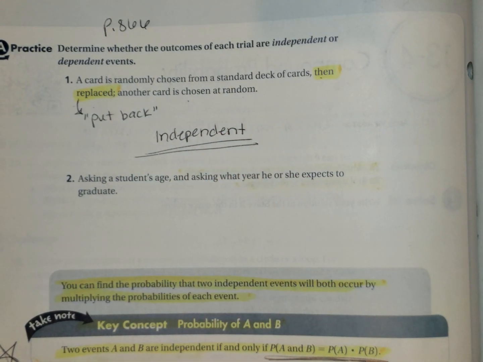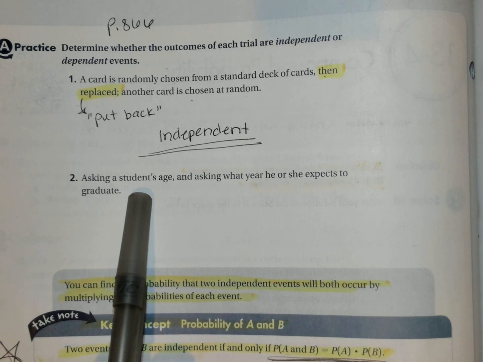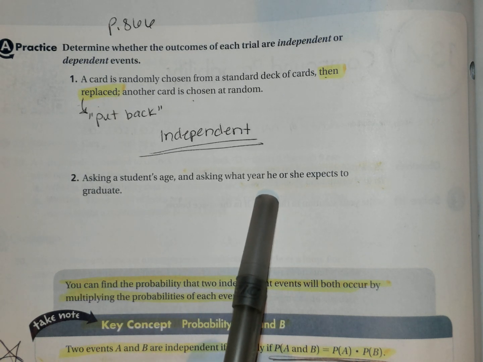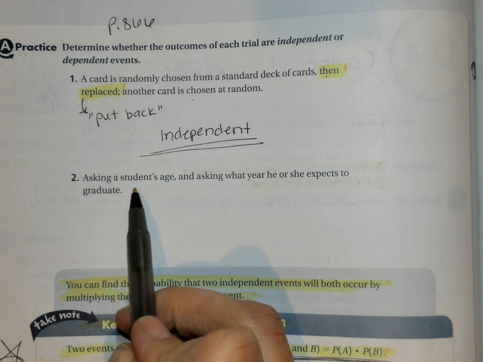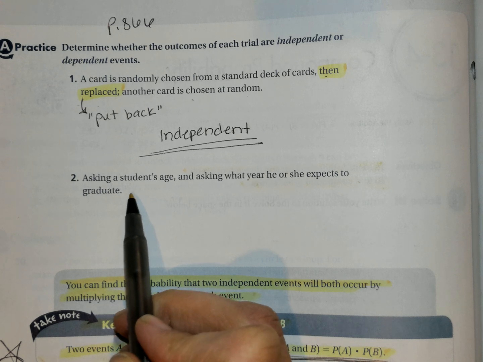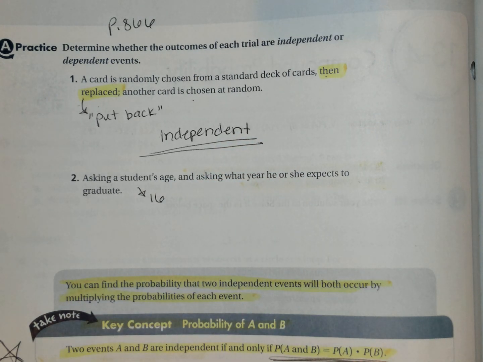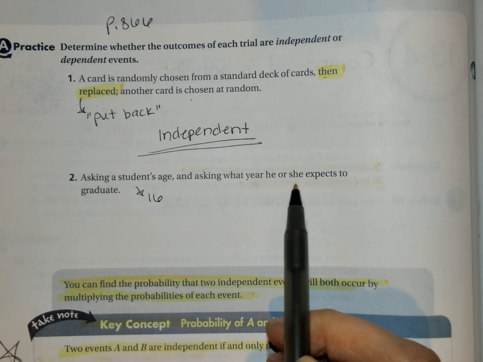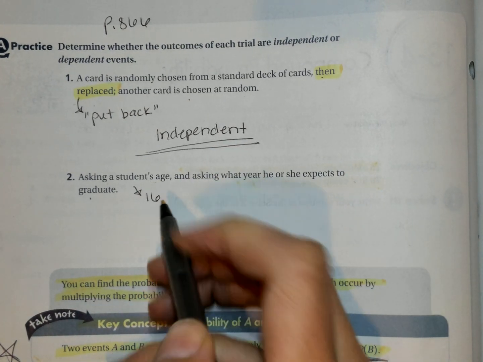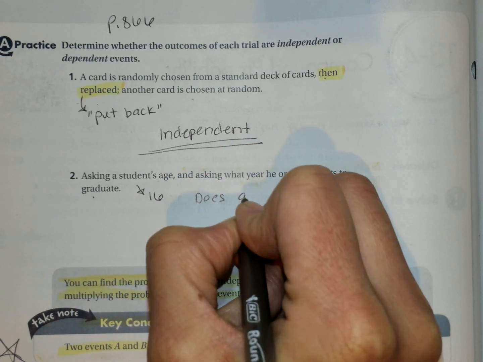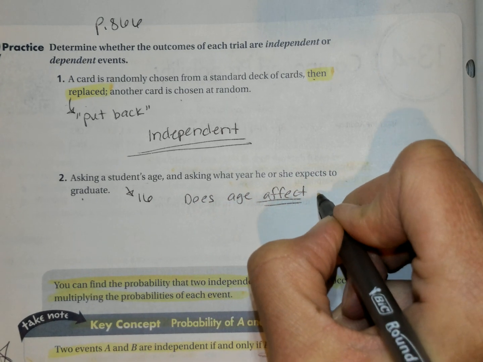Okay, now the next one, it says asking a student's age and then asking what year he or she expects to graduate. So for one event, it's asking a student how old they are. Whatever the answer is, let's just say maybe they're 16, just to get our minds thinking about this. And then if you're asking what year he or she expects to graduate, here's the question, I'll actually write it. Does age affect graduation years?